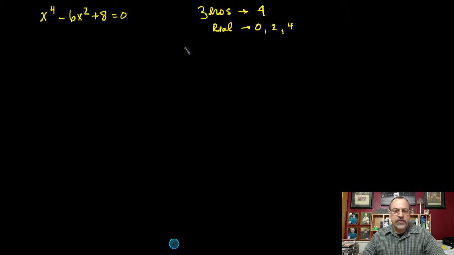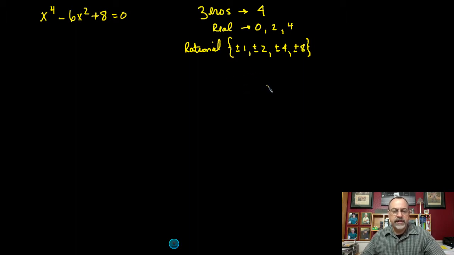I then want to use the rational zeros theorem to list my potential zeros, and we take the factors of the constant, which here is 8, over the factors of the leading coefficient, which is 1. So if I have rational zeros, it's either going to be plus or minus 1, plus or minus 2, plus or minus 4, or plus or minus 8. If I have rational zeros, it's going to come from this list.